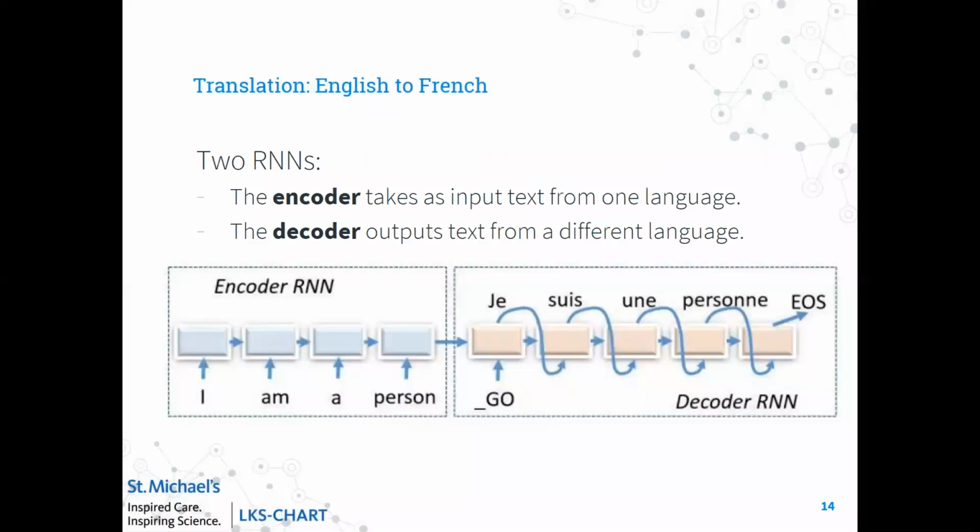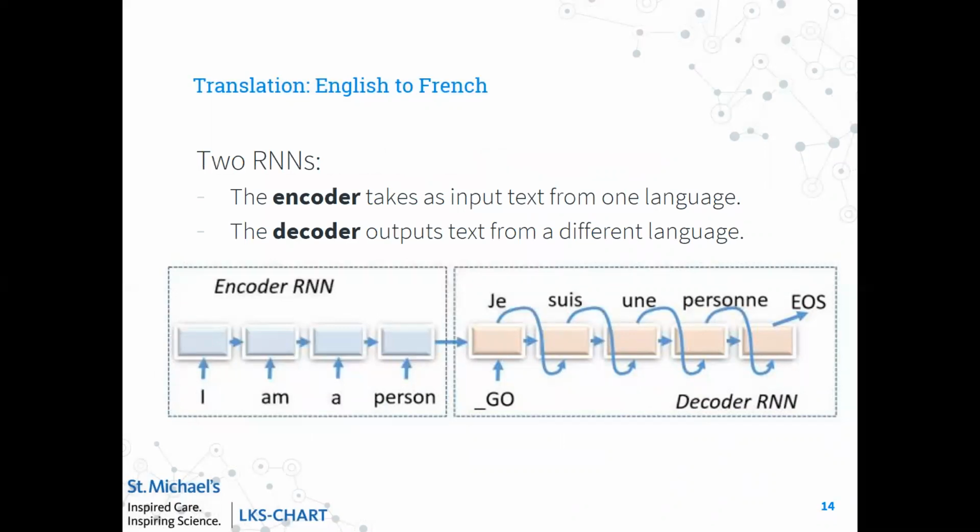When it comes to translation, we actually use two RNNs. The first RNN is known as the encoder RNN. What it does is it takes as input text from one language. It reads in text from the source language, one word at a time, and each time it reads in a word, it updates its hidden state. The final hidden state of the encoder then becomes the hidden state of the decoder RNN, which is the second RNN that is used in translation.